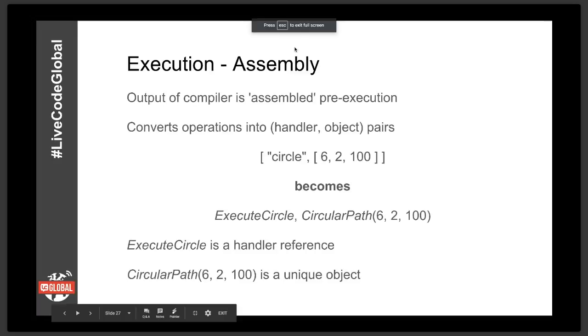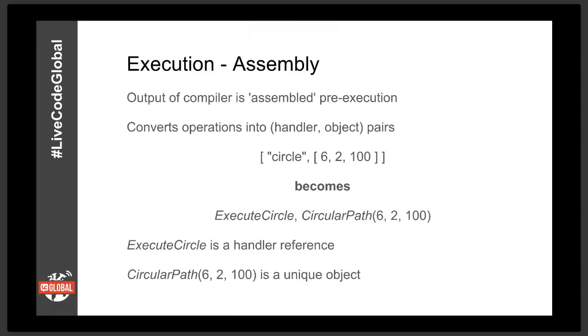Okay, so once you've got past the compilation step, what we have now is a list of operations we want to execute. So we now actually need to work out how we want to execute those. Now, remember the idea is that we put all the hard work in the compiler so that we make execution as compact and as efficient as possible.